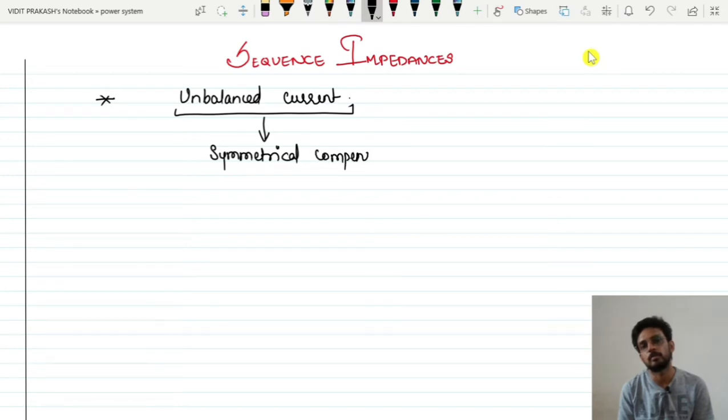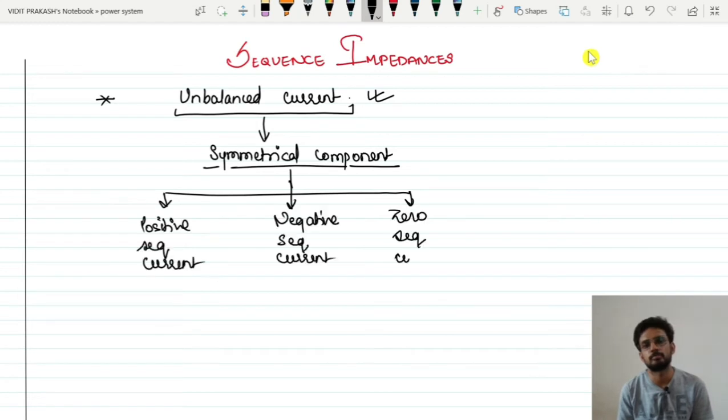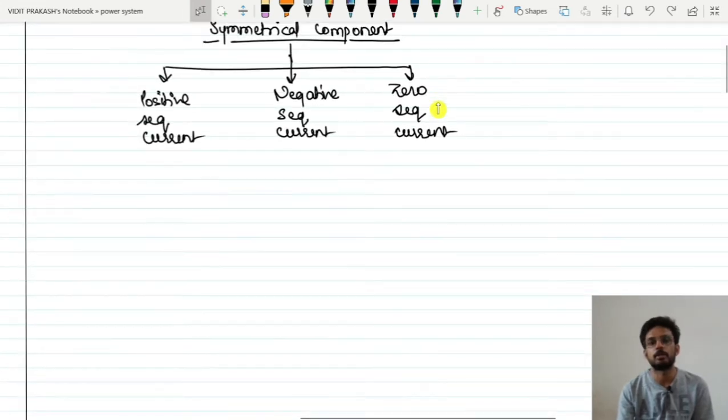Symmetrical components. With the help of symmetrical components, we can analyze this unbalanced current. So what are the symmetrical components we have seen? That is positive sequence, negative sequence, and zero sequence. The impedance offered to this positive sequence current, negative sequence current, and zero sequence current is called sequence impedance.